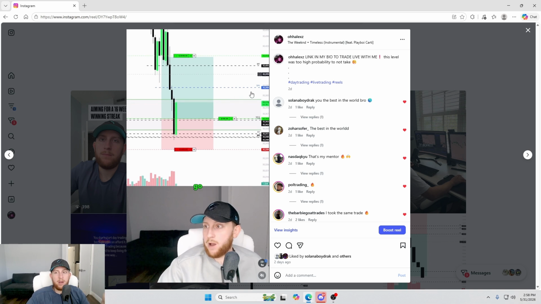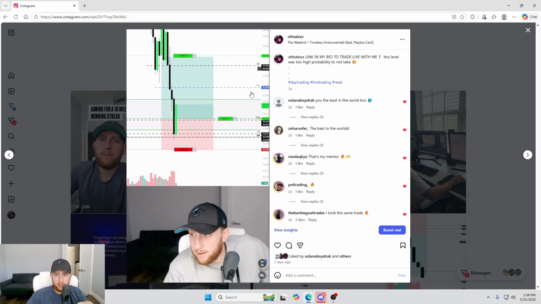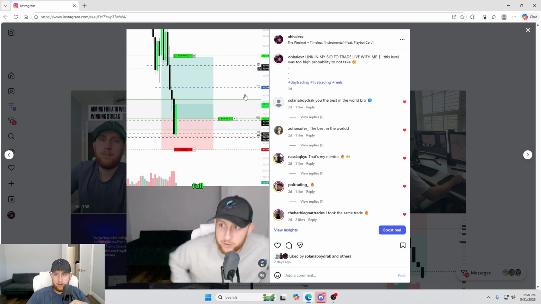Now this is TP1 for the traders that want to get out at TP1 in my group. A lot of times I trim at TP1, and that's a good level where you can go ahead and move your stop loss to break even as well. You can see we're still pushing up. Good volume.